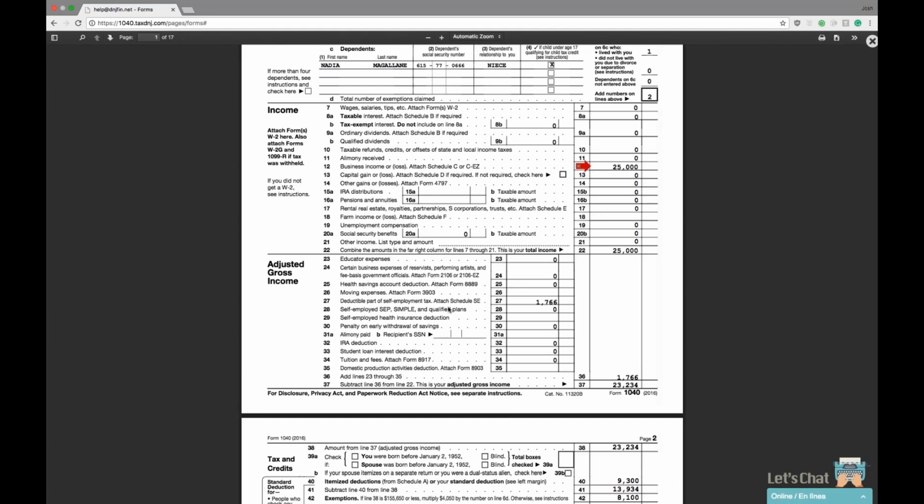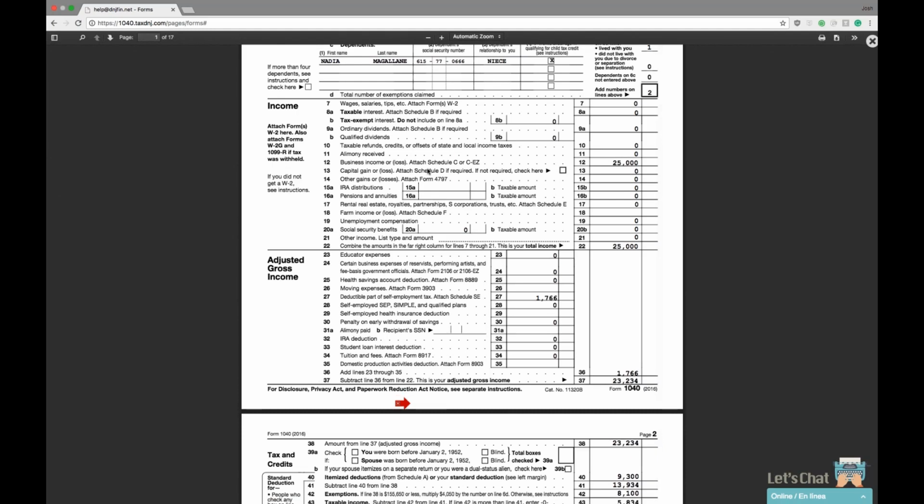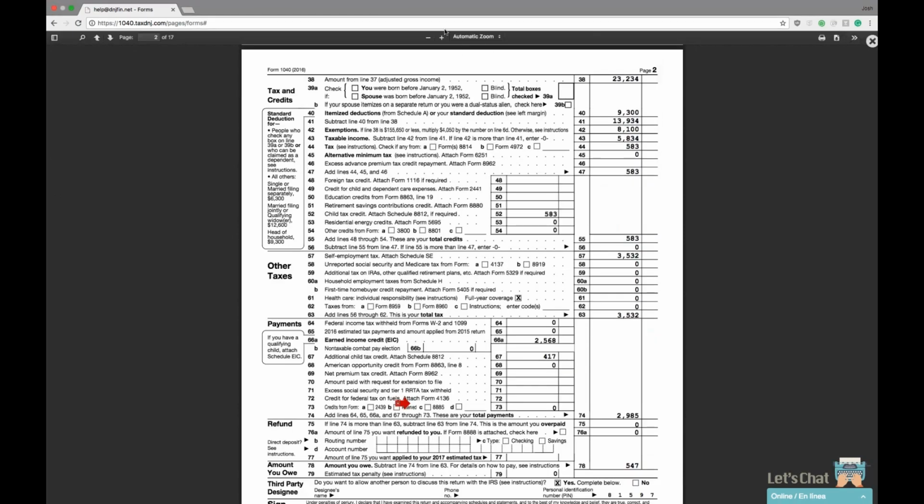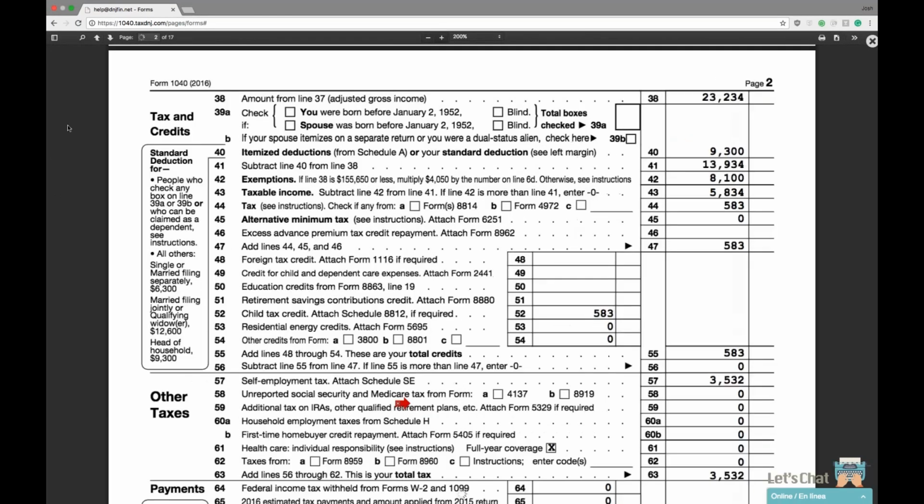Your deductible part of that income is $1,766. So that's the part that the IRS is not going to count. They're not going to tax you on that. So your actual taxable income is going to be $23,234. And then we'll start down here, and let me make this a little bigger for you, so that way you can see it. All right, so Mr. Customer, your adjusted gross income is $23,000.